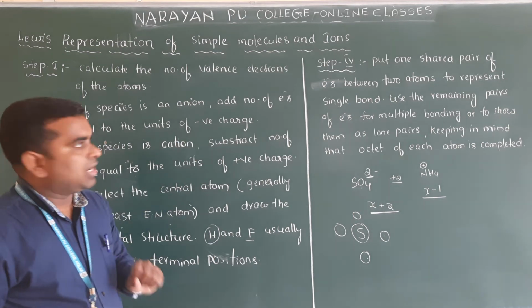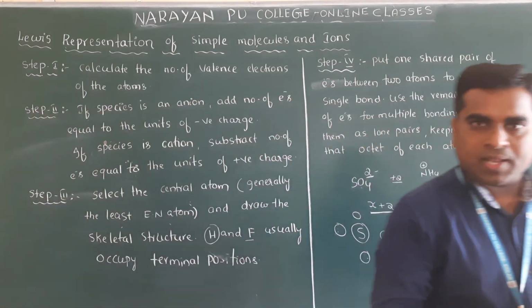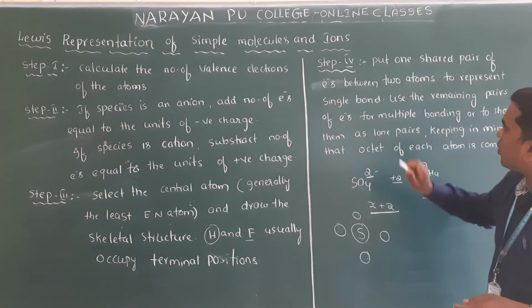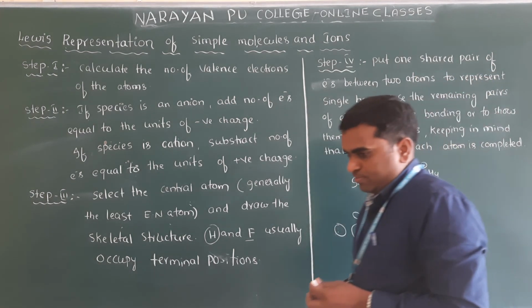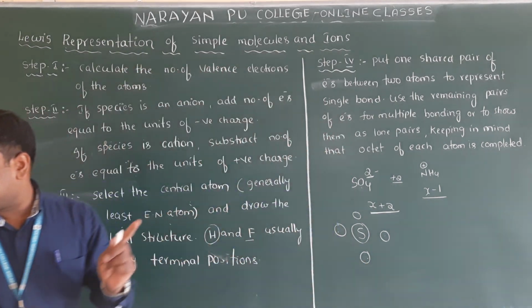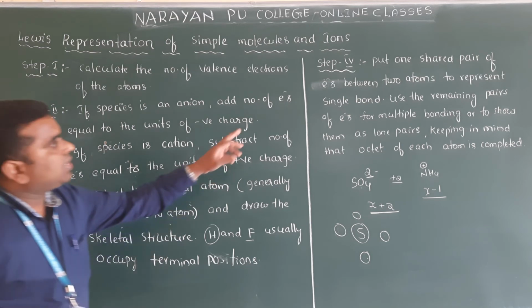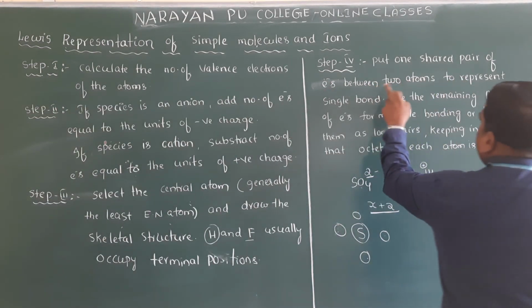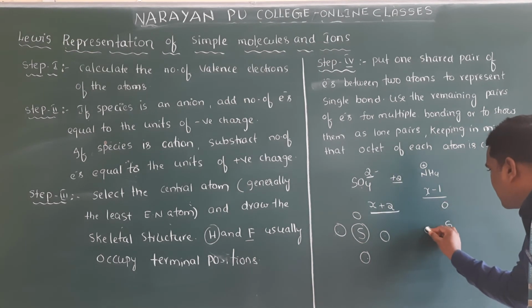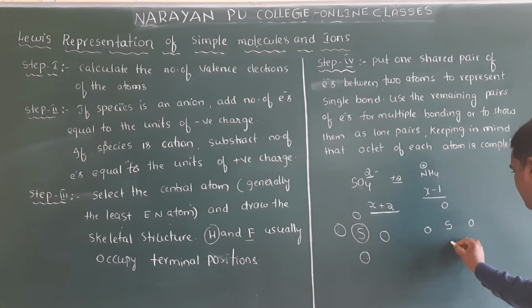This is the third step. Clear? What is the fourth step? In the fourth step, put one shared pair of electrons between the 2 atoms. Suppose here I have taken the central atom. Which one is the central atom here? Sulfur is the central atom. So these are the terminal atoms.